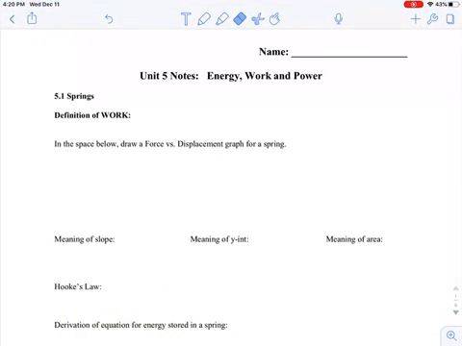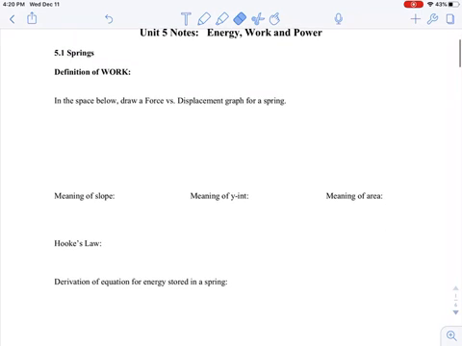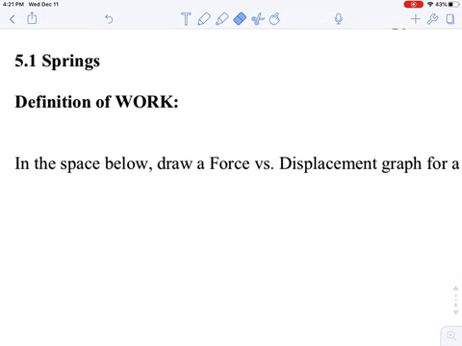Here's our first set of notes for Unit 5, Energy, Work, and Power. We'll start with the scientific definition of work. Work in science is defined as force times distance.